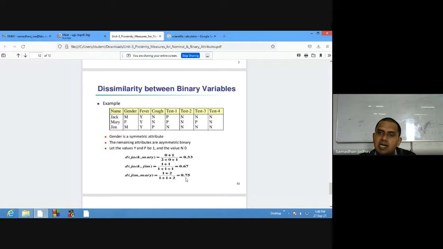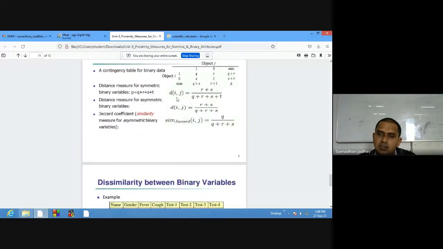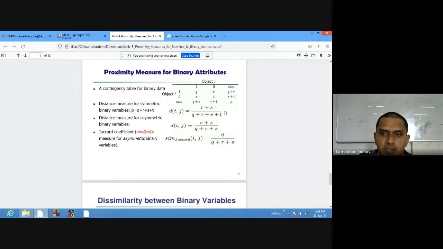So this is how we can find the similarity between objects represented by binary attributes. There are different formulae for symmetric and asymmetric binary attributes. For symmetric, T is there, and for asymmetric, T is not considered. T means the value 0 0 for both objects. That is not considered in asymmetric, because 0 is not important there, while in symmetric both are important. That is why T is in the denominator.